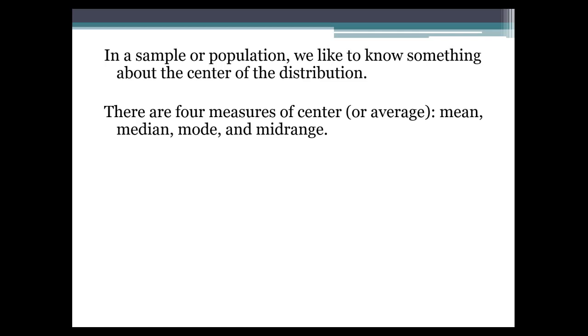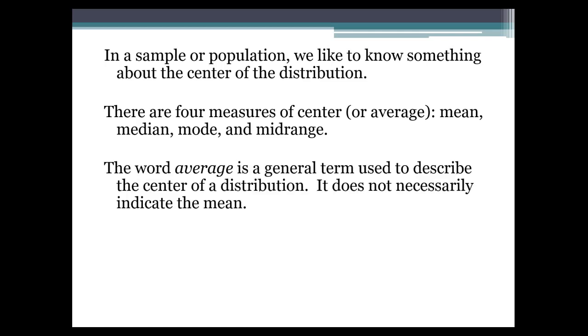There are four measures of center that we're going to talk about: the mean, median, mode, and mid-range. I want to point out that the word average isn't really a proper statistical word to use. It's really a general term for the center. People think the word average and the word mean are interchangeable, but they're really not, and we won't use them that way. So just keep an eye out there.